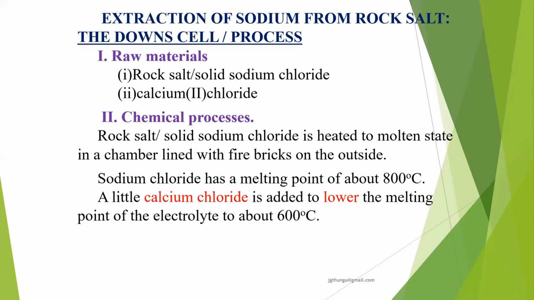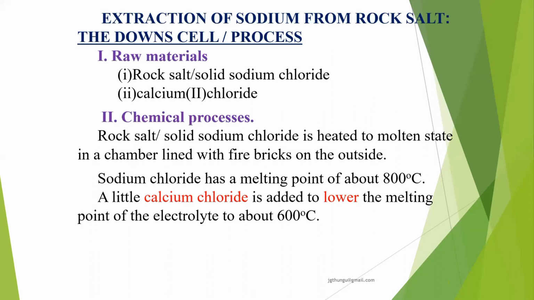Sodium chloride will exist in a molten state. Since we have also added calcium chloride during the electrolysis process, this calcium chloride is also going to be electrolyzed. That means we also have two metals in the process. We shall obtain our calcium in the process and sodium in the process.